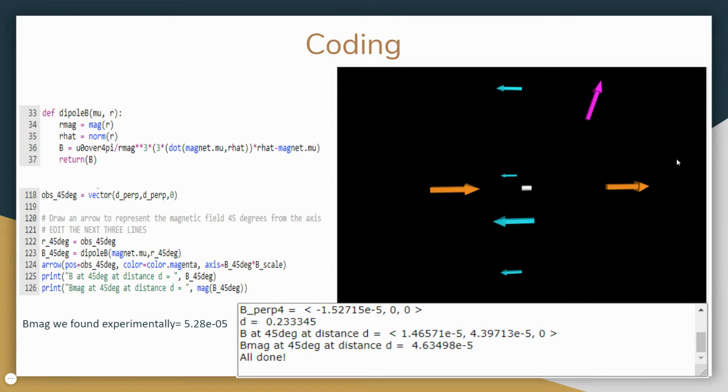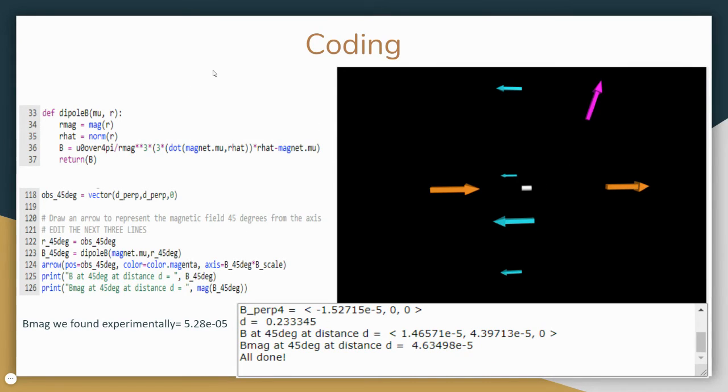Here's my coding. All these arrows represent arrows of the magnetic field at their respective observation locations. The turquoise arrows represent the perpendicular arrows, and the orange arrows represent the on-axis arrows. The purple arrow represents the arrow that is 45 degrees from the magnet.